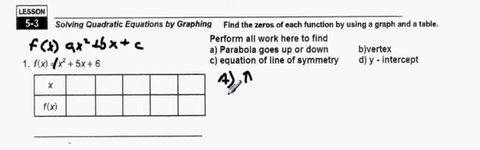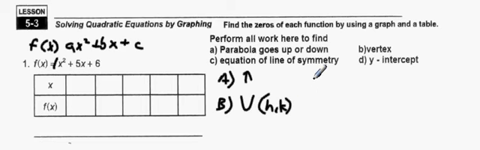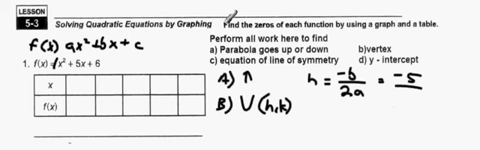Okay? B, we need to find the vertex. Well, in order to find the vertex, we need to find the coordinates, which we indicate as h comma k. H is found by using the formula negative b over 2a. Our b in this case is 5, so we go negative 5 over 2a, which is 2 times 1. So we get negative 2.5 as our h.